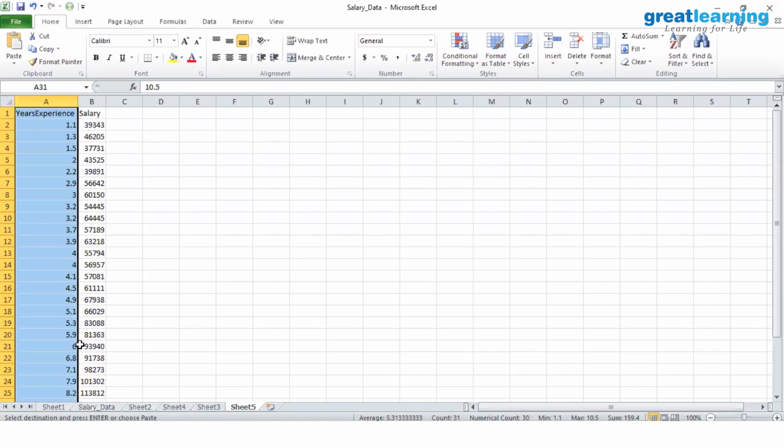Is that clear, guys? Any doubt here? Yes. So we have a confidence interval. Only within the range that I have taken, I'll be able to do the prediction perfectly.